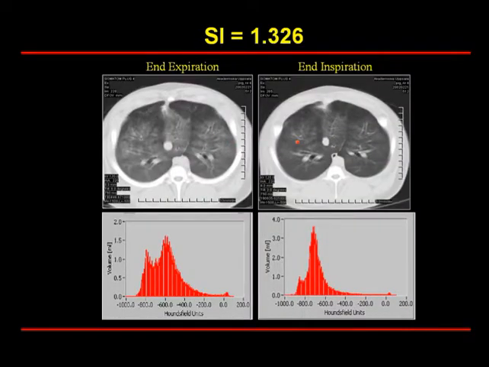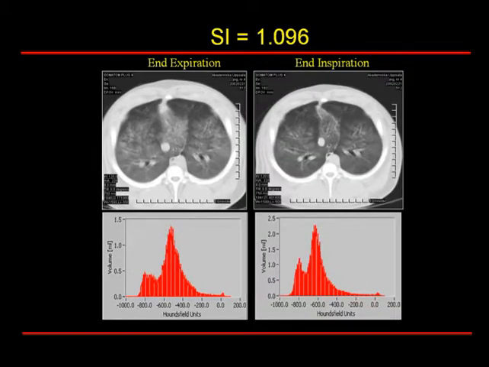You can see that if you look at the CT distribution, there is a sort of potential increase in the expression of the area of overdistension. With a stress index equal to 1, there is no change in the overdistension area, no change in the tidal recruitment area, suggesting the lack of mechanical stress.